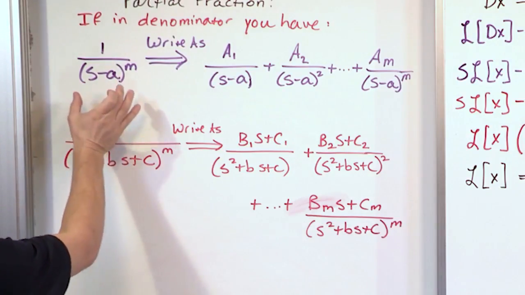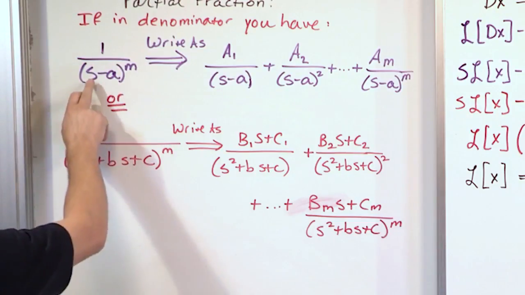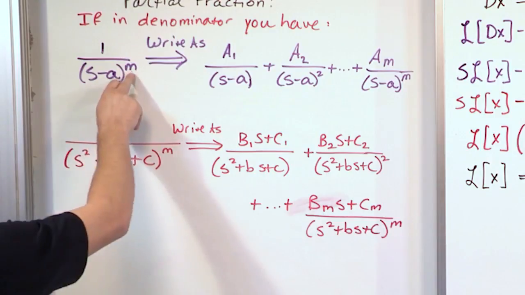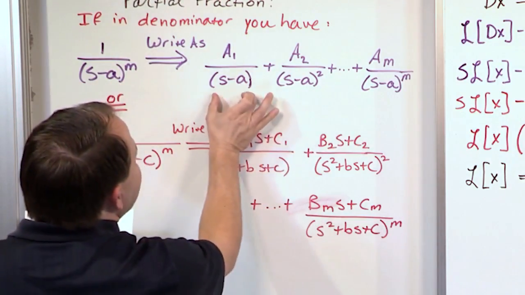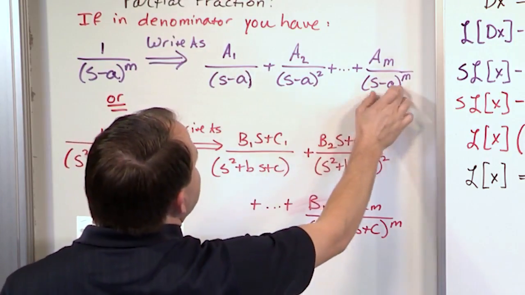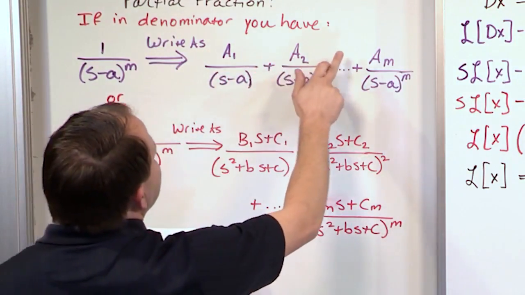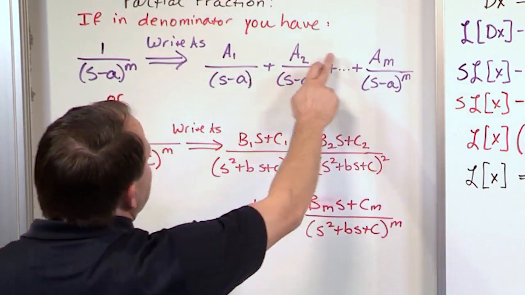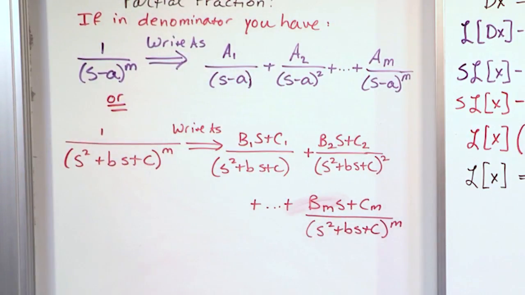If you have, very simply, s, notice there's no power on the s, but if you have s minus a to the nth power, then you have to have that many terms. Each one increases the power of the denominator. You have a single constant on the top. Here I'm calling them a1, a2, a3, whatever, a sub m, but it doesn't matter what you label the constants on the top. Ultimately, you're going to be solving for these constants.